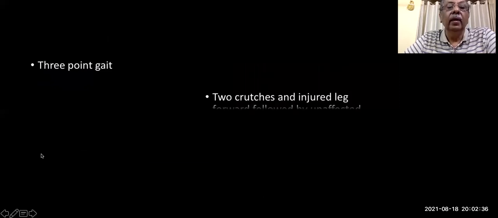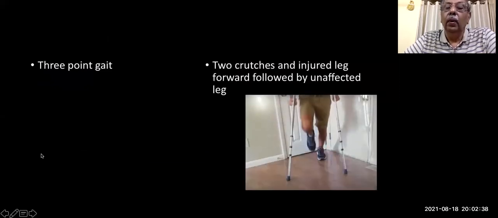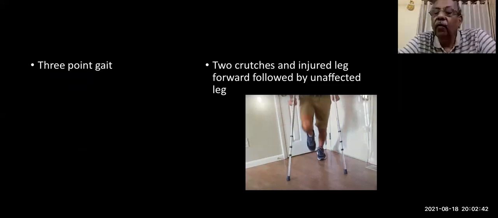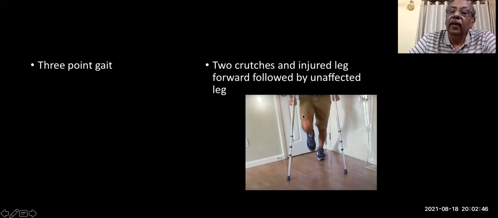And then the 3-point gait is the next one, where 2 crutches and the injured leg go forward. The 2 crutches and the injured leg. This is the flexed knee. The one having the flexed knee is the affected or the painful side. So he is not putting weight on that limb. And 2 crutches and the injured leg forward, followed by the unaffected limb.